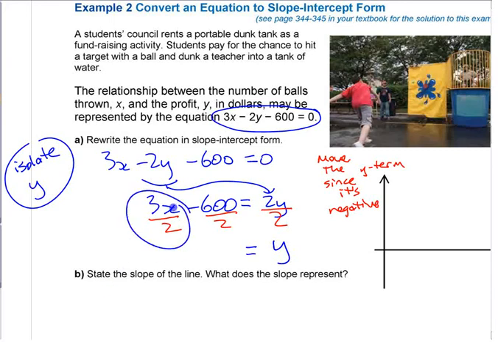This thing you can just leave as 3 over 2, or you can write 1.5x, whatever you like. But you can leave it as a fraction if you want. You can write it as 3/2 x, whatever you like. 1.5 or 3/2. What about this though? 600 divided by 2 gives me 300. That's what that is. That's the equation.